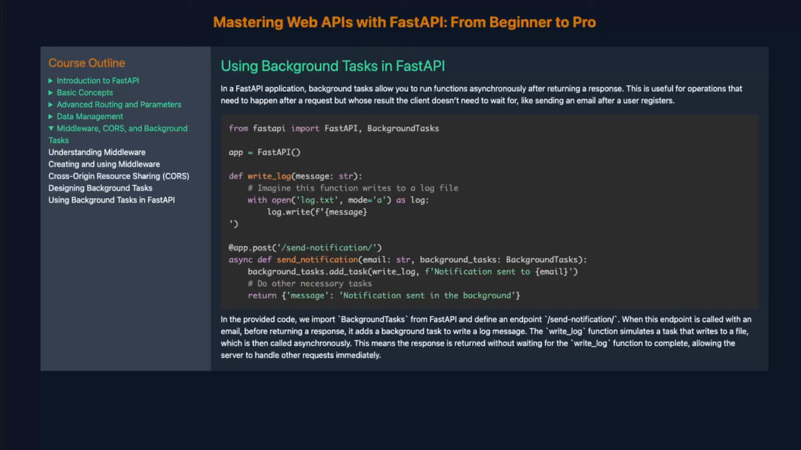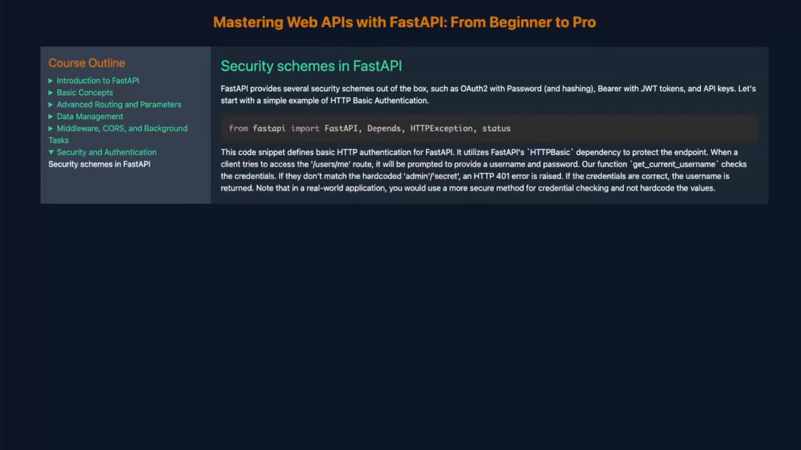requests immediately. Security schemes in FastAPI. FastAPI provides several security schemes out of the box, such as OAuth2 with password and hashing, bearer with JWT tokens, and API keys. Let's start with a simple example of HTTP basic authentication.